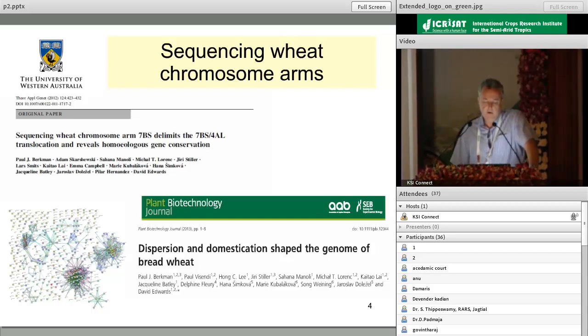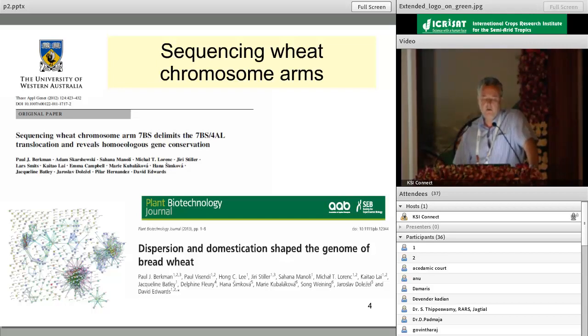Finally, we completed all of the group 7 arms, long and short, so for 7A, B, and D. We did quite a lot of analysis of this. We looked at gene loss. We did some network analysis of gene loss, and we managed to show there were signs of domestication through following the tetraploidy event. Following the diploidy event and with the coming of the tetraploid, making the hexaploid after that.